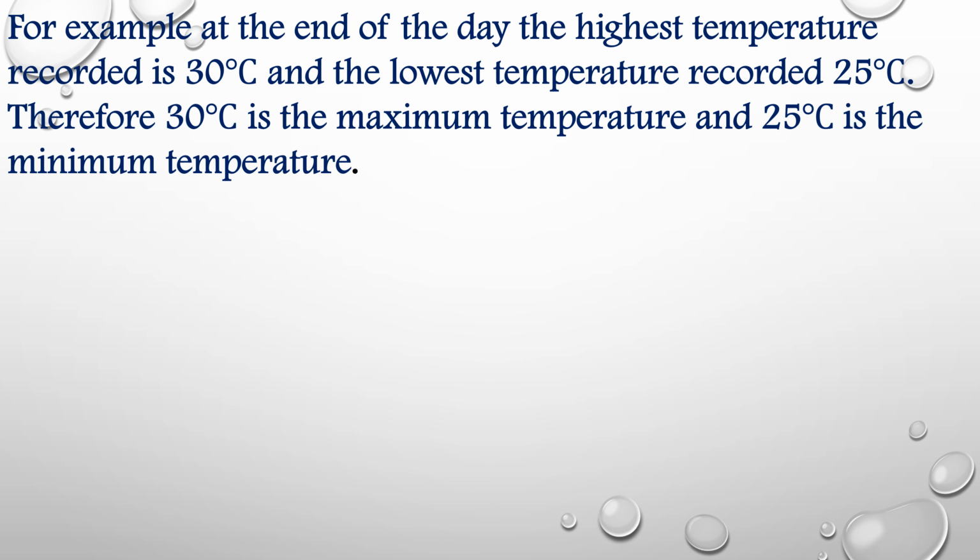So let us get back to the minimum and maximum temperatures. Now here's an example of what we mean. For example, at the end of the day, the highest temperature recorded is 30 degrees Celsius. The lowest temperature recorded was 25 degrees Celsius. Therefore, 30 degrees Celsius is the maximum temperature because it is the highest temperature recorded for the entire day, while 25 degrees Celsius is the minimum temperature since it is the lowest temperature recorded during the course of the day.